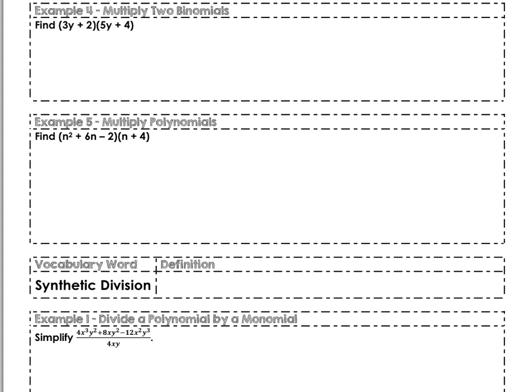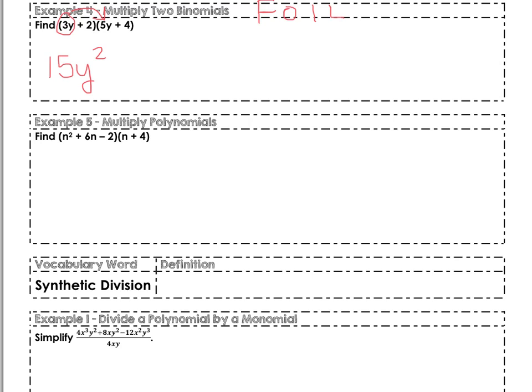We're now looking at example 4, where we're multiplying two binomials. Another common way to express how to multiply two binomials is just our FOIL. You'll probably hear me say that a lot anytime I see two binomials. And what I mean by foiling is I'm going to take the first term and multiply it by the first term in my second set. So 3y times 5y is going to get me 15y squared.